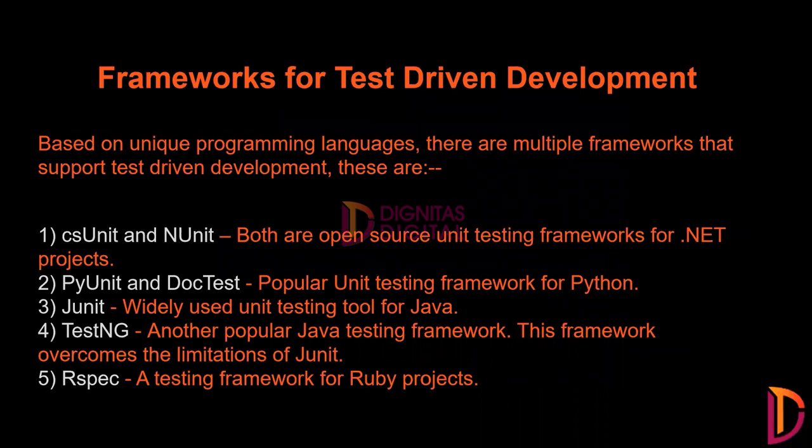Now, there are certain frameworks for test-driven development. On the basis of unique programming languages, we have multiple frameworks. Like for .NET, we use CSUnit and NUnit. For Python, we use PyUnit and doctest. For Java, we use JUnit as well as TestNG. And for Ruby projects, we use RSpec.